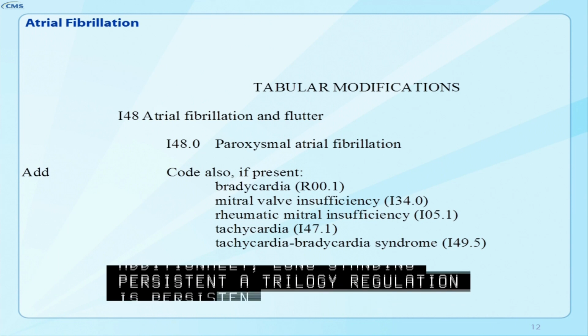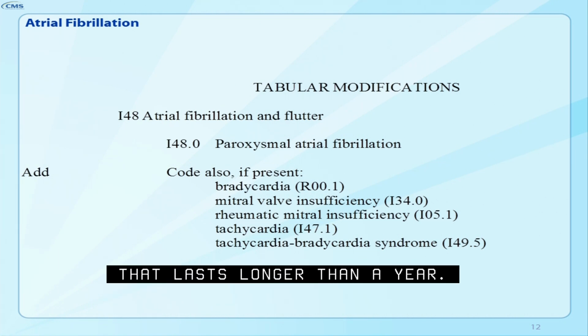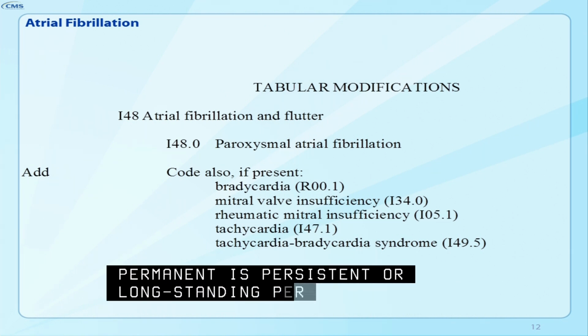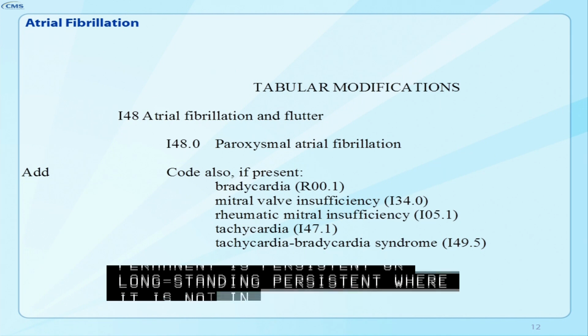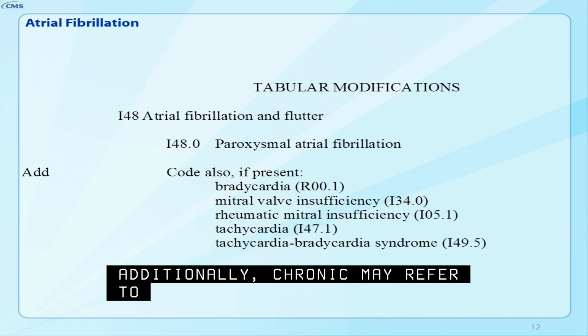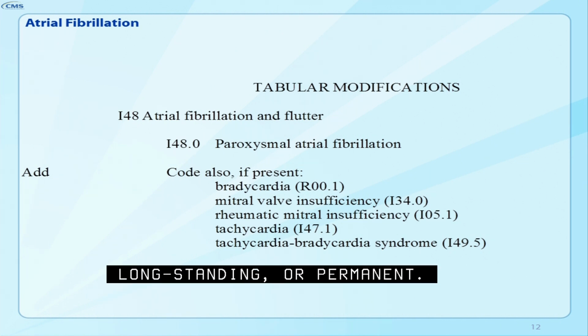And permanent atrial fibrillation is persistent or long-standing persistent atrial fibrillation where the cardioversion is not indicated or cannot or will not be performed. And additionally, the term chronic atrial fibrillation may refer to any one of or each of persistent, long-standing persistent, or permanent atrial fibrillation. In usual clinical practice, one of those other more specific terms would be preferred.